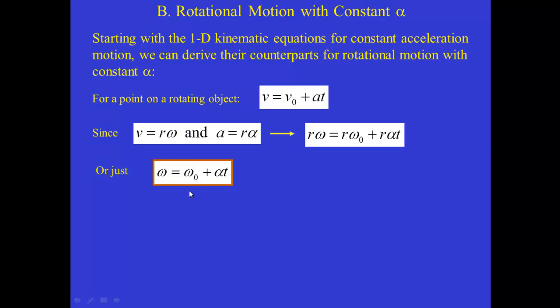Now notice how similar this is to the original equation that we had for linear motion, v equals v0 plus at. So omega is omega 0 plus alpha t. And if I just make the simple substitutions, I replace v with omega, and v0 with omega 0, and a with alpha, I can turn the linear equation into the rotational version of it. So that helps me remember what these equations are. And we can derive in a very similar way the other rotational kinematic equations, starting from the one-dimensional equations of kinematics for constant acceleration motion.